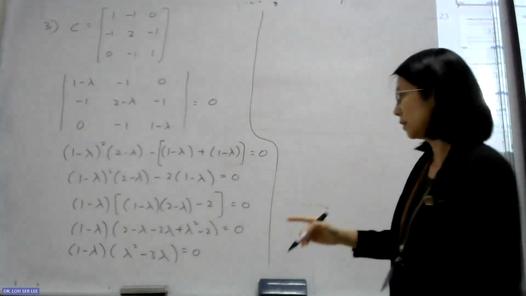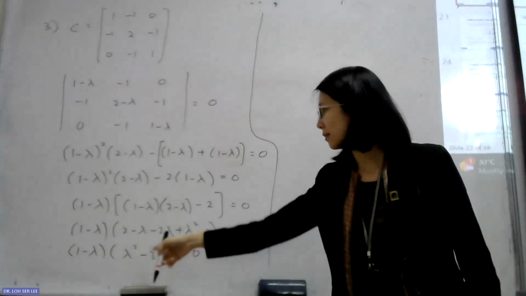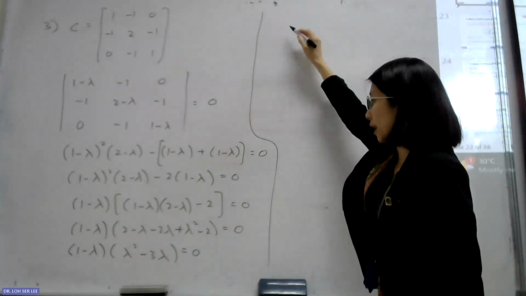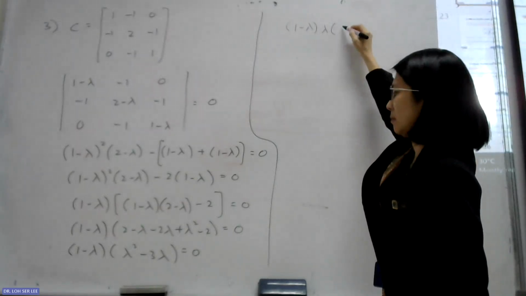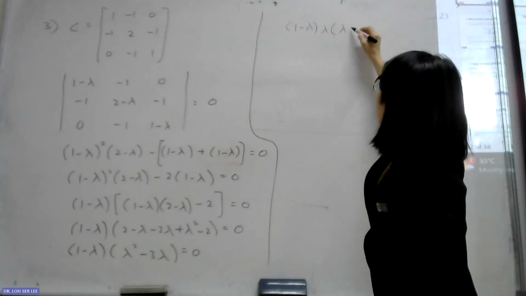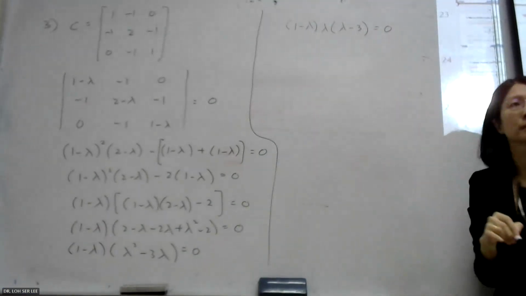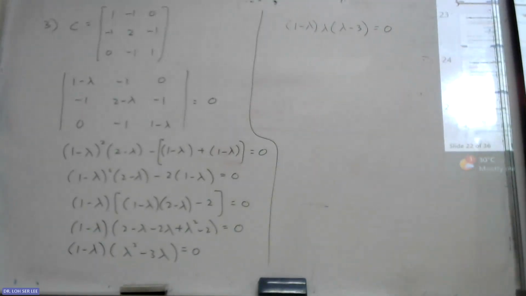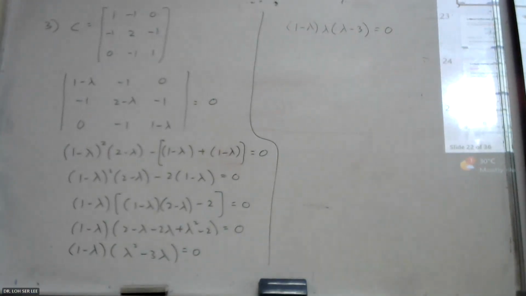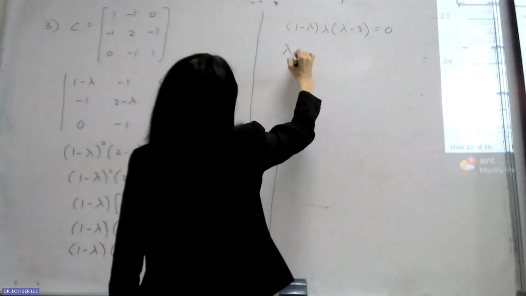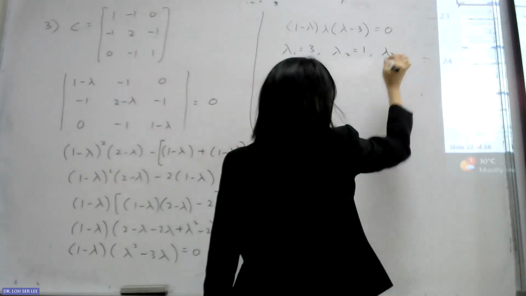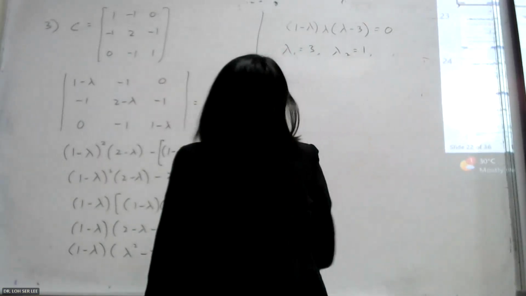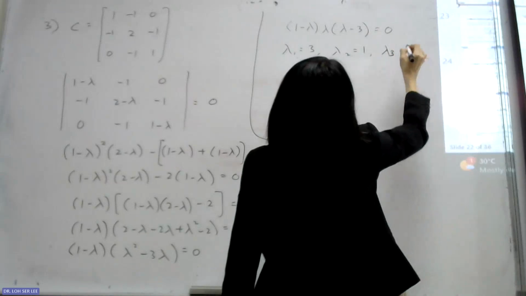So factorize the lambda. We have lambda, 1 minus lambda, minus 3. Then we get the 3 eigenvalues. I will follow this sequence 3, 1, 0. Lambda 1 is 3, lambda 2 is 1, lambda 3 is 0.